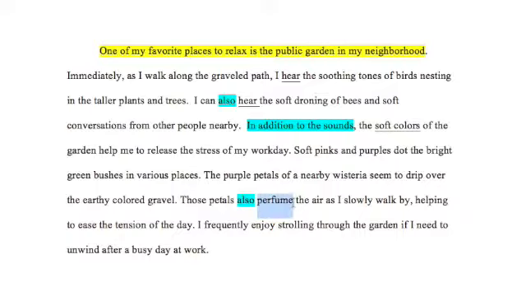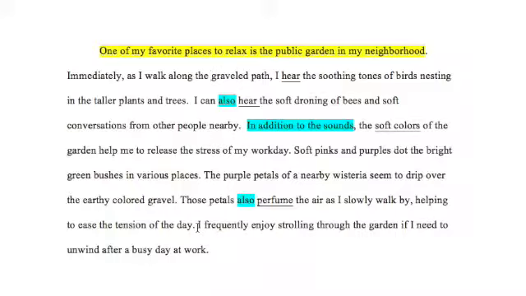Now we move on, because we have another transition here, to the way the air smells. Here we talk about perfume. Perfume is something that you smell. Those petals also perfume the air as I slowly walk by, helping to ease the tension of the day. So throughout this description, we notice that one of the points from the topic sentence, that of the garden being relaxing, is carried on throughout the description as well. Here we talk about relaxing, and here we say soothing tones, which goes along with relaxing. Release the stress also supports the idea that this garden is relaxing. And here we have also ease the tension of the day, which again supports the topic sentence, that the different elements of this garden help a person relax.